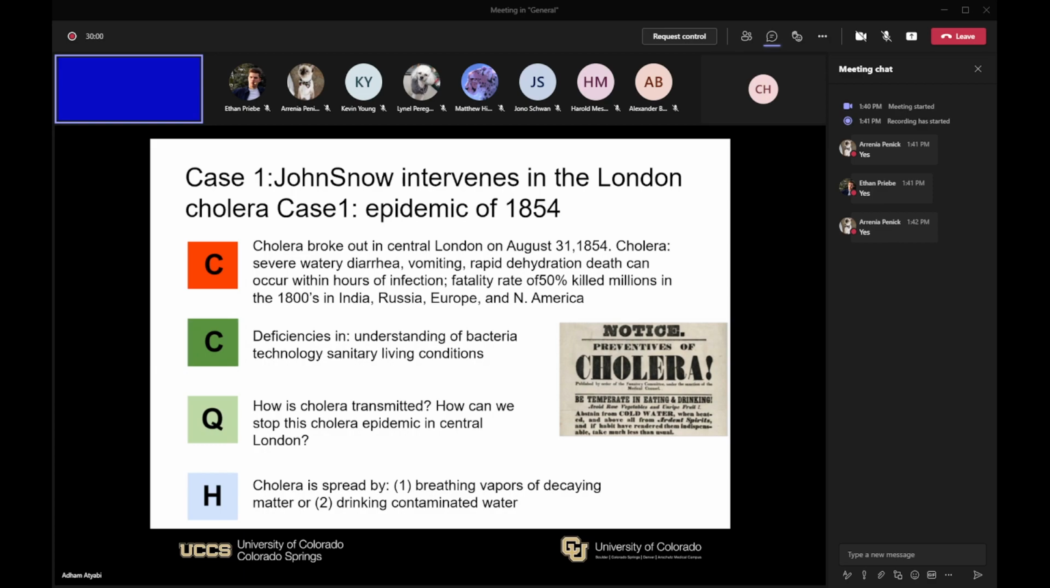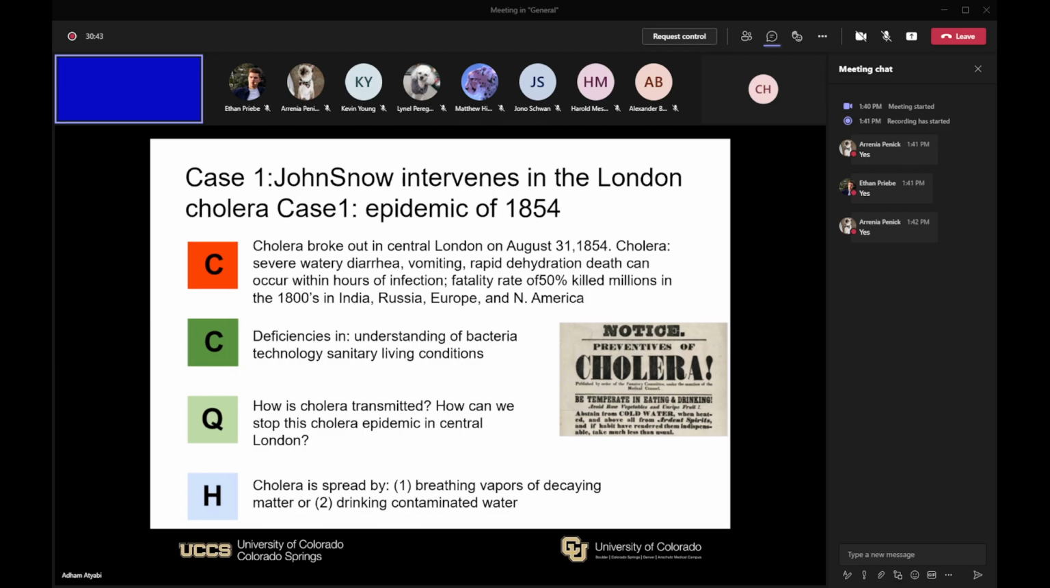Snow described his findings to the authorities responsible for the community water supply. The Board of Guardians of St. James Parish, on the evening of September 7, 1854, received him. The board ordered the pump handle on Broad Street to be removed immediately, and the epidemic soon ended. There is a debate between epidemiologists about whether this is the actual cause of ending the epidemic or not. We're going to go through that in a second.